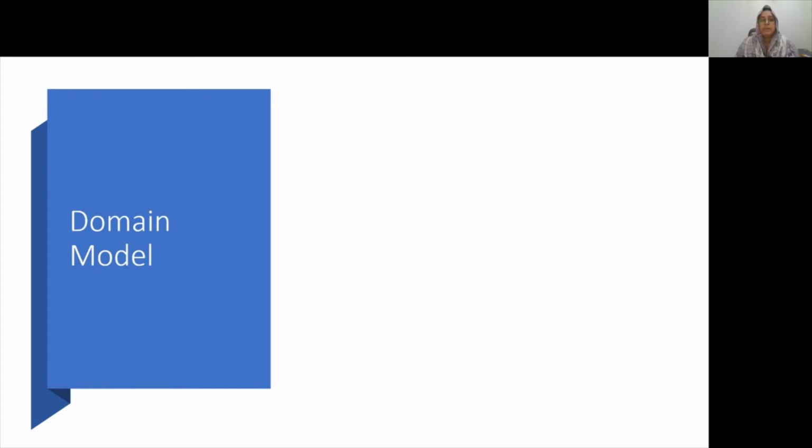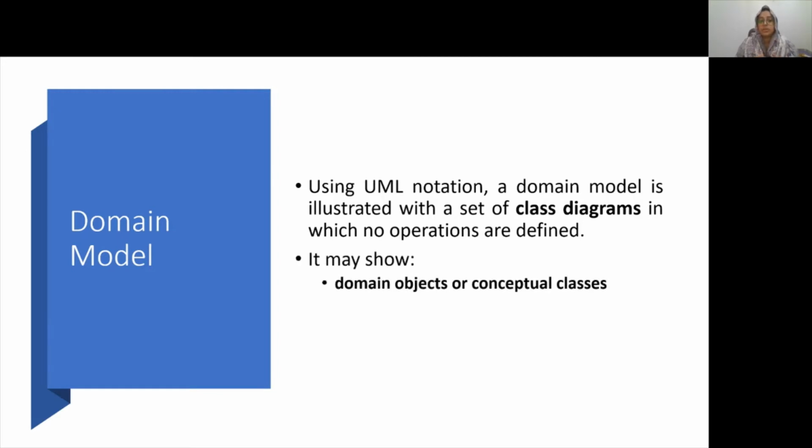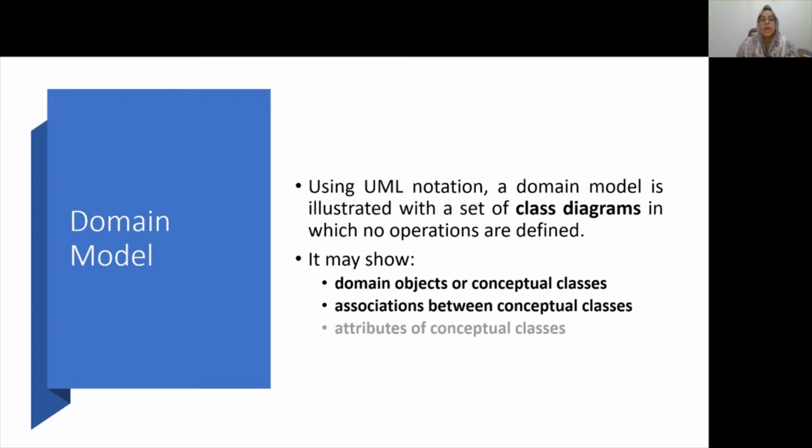Unified Modeling Language, aka UML, provides a notation to demonstrate a domain model. These notations are similar to the notations used to make a class diagram, which we will be discussing in our next lecture. However, in the domain model, we do not use any operation notations because the domain model consists only of the objects or conceptual classes, the associations between those conceptual classes, and their attributes.